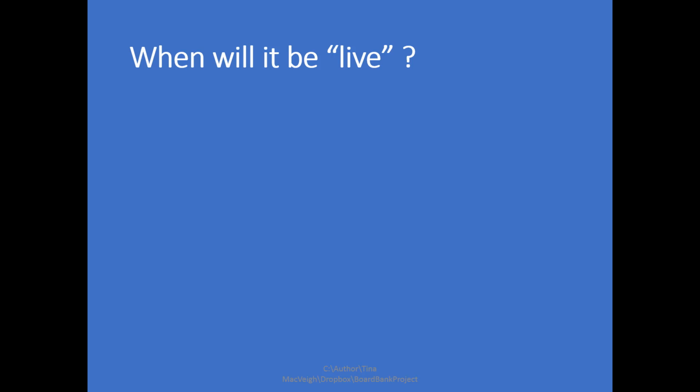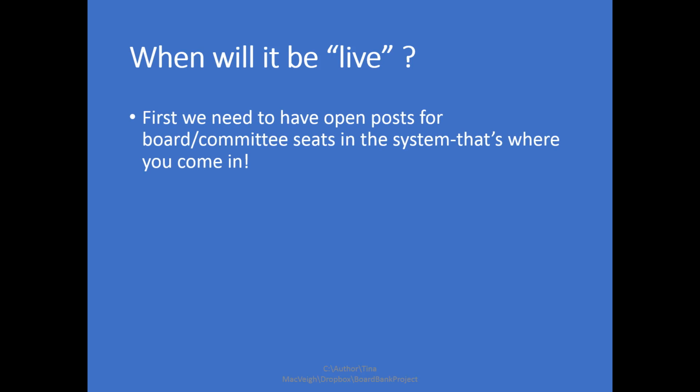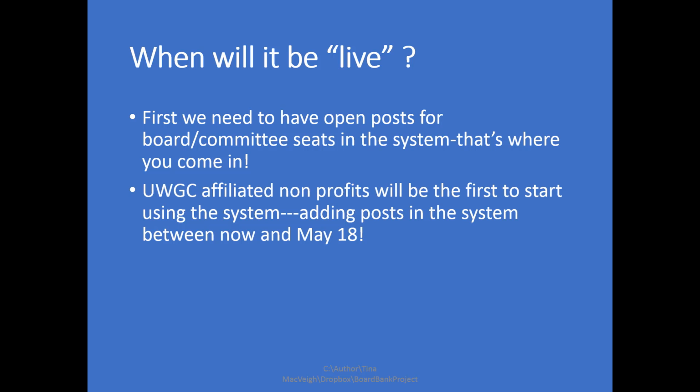So let's talk a little bit about timing. First thing we need is to have some open postings for those board and committee seats in the system, and that's where you come in. We're starting with United Way Greater Cincinnati affiliated nonprofits. You'll be the first to use the system. You'll be adding your post to the system between now and May 18th. May 18th is an important date because that's when we have our first group of candidates entering the system, and we want to make sure we have some opportunities in there for them to match with.